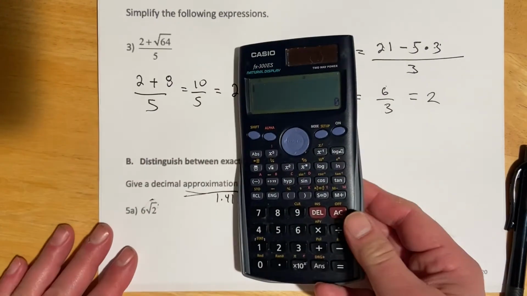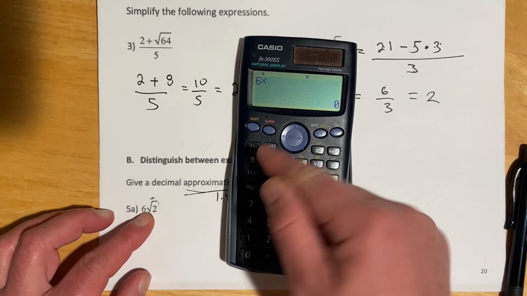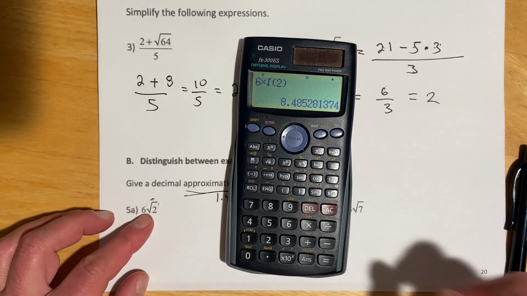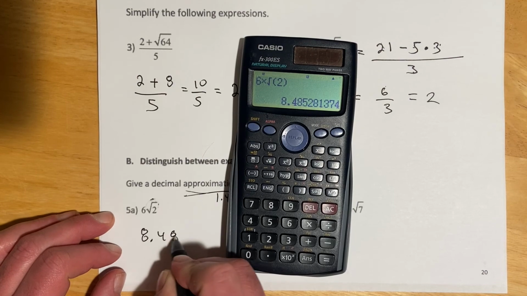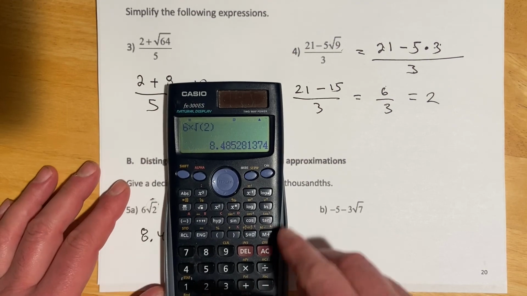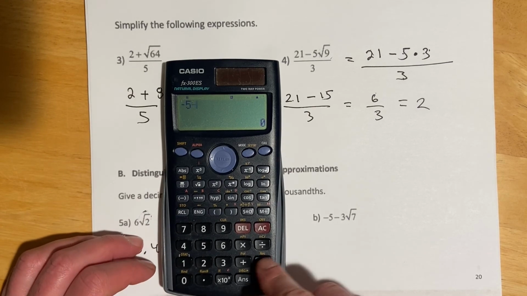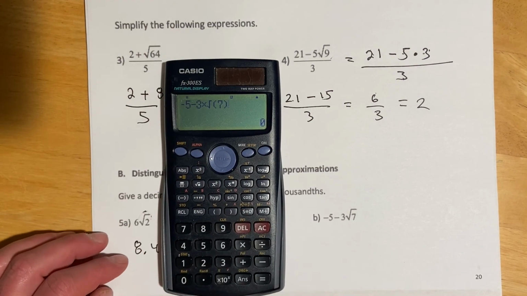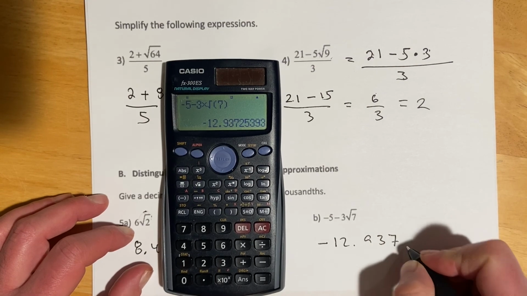To put these in the calculator, it will really depend on your calculator, but this is basically just saying 6 times, on this one it happens to be a root button right there, and 2, and then close out your parenthesis. They're rounding to the thousandths, so we'll go to 3 places, so that would be 8.485. And then this one, we're going negative 5, so for this calculator that would be here, negative 5 minus 3, and then times root 7, and close parenthesis. That is negative 12.937 to 3 places.